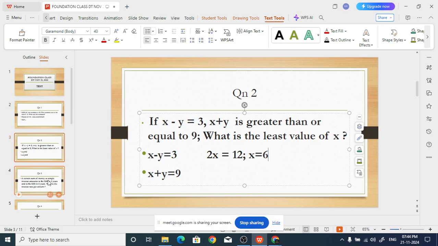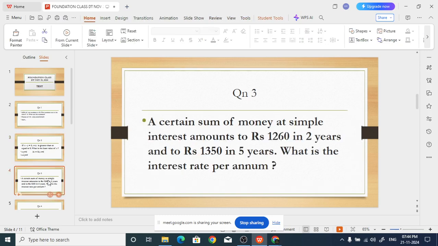Okay. Question number 3. Somebody, can you read this question for everybody? Yes, sir. A certain sum of money at simple interest amounts to rupees 1260 in 2 years and to rupees 1350 in 5 years. What is the interest rate per annum? Think, don't be in a hurry, read it twice, then you answer. It is little tricky, that's all.